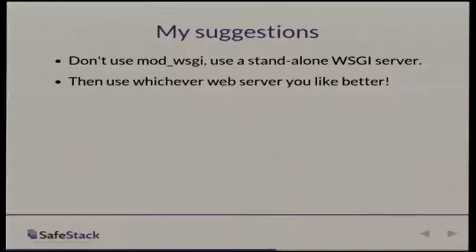If you use a WSGI application server like Green Unicorn or uWSGI, then you can use whichever web server you like better, because it's no longer coupled to the web server at all. It's basically just the web server as a proxy and serving the static files.